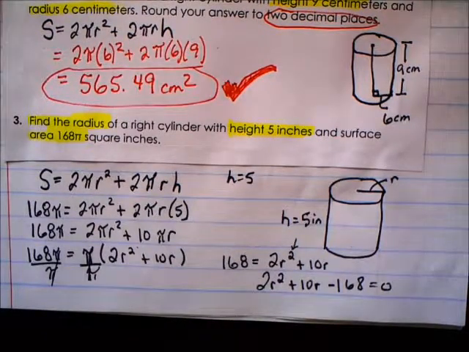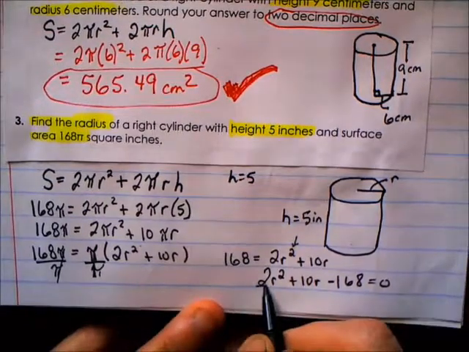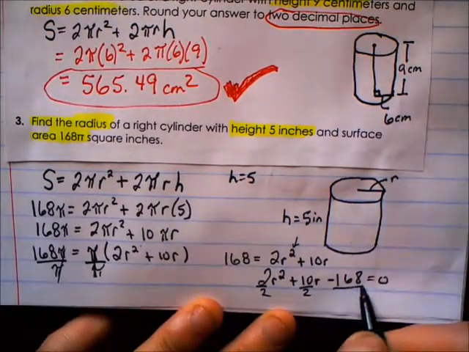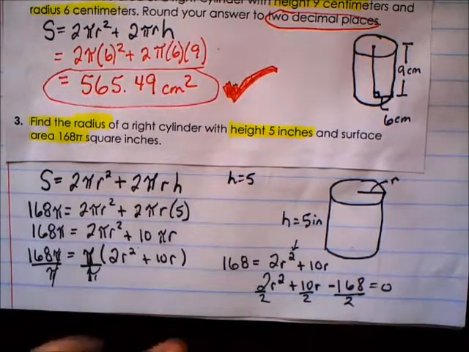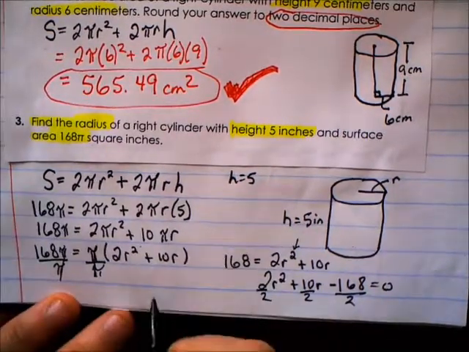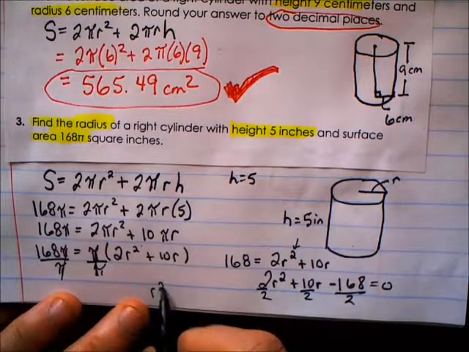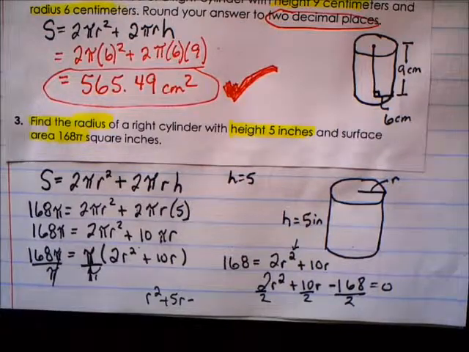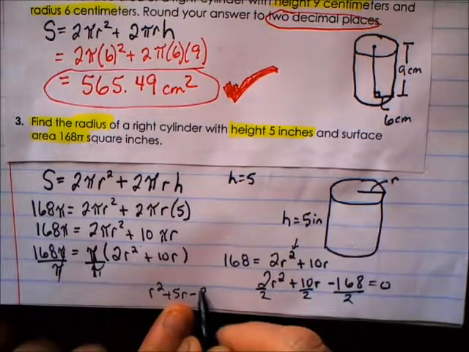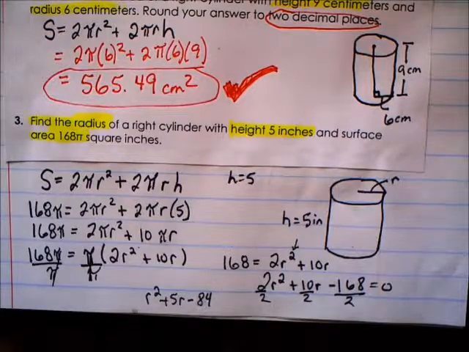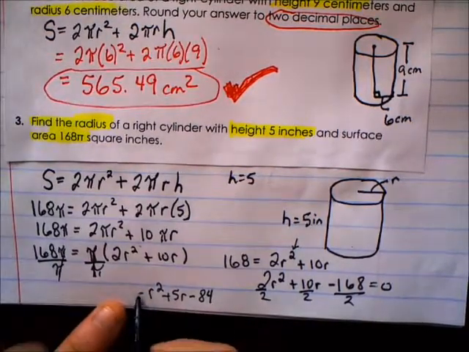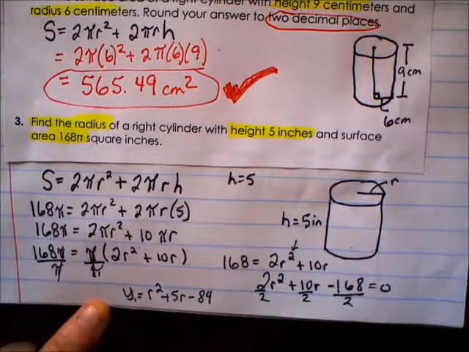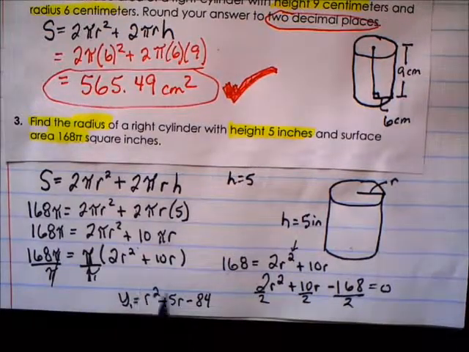One step I can do is, I notice that these are all even, so I can reduce everything by 2 to make this look a little nicer. And that will give me, let me write it down here on the bottom, r squared plus 5r minus 84. But this is still a problem. So what I'm going to do is plug this into my calculator into the y equals, and I'm going to graph this picture. Now the r's will be x's and not r's.